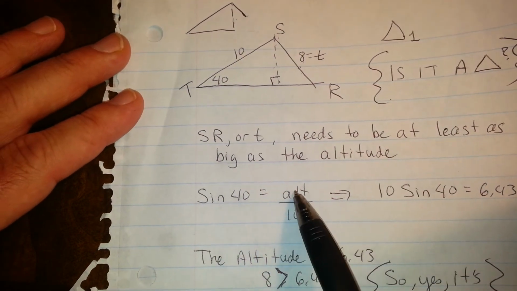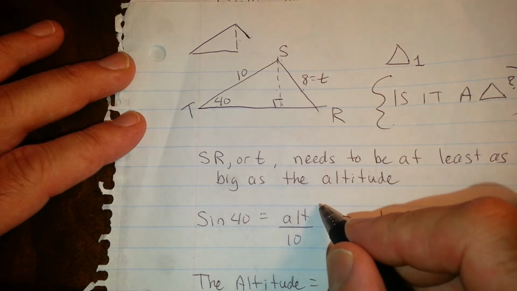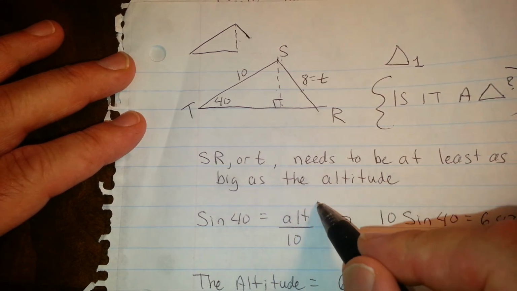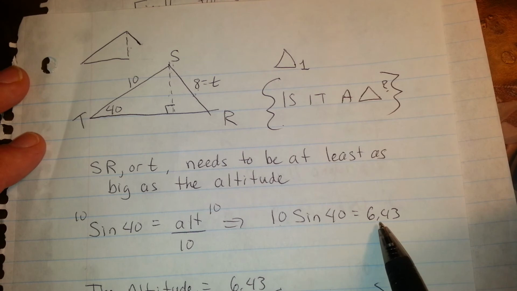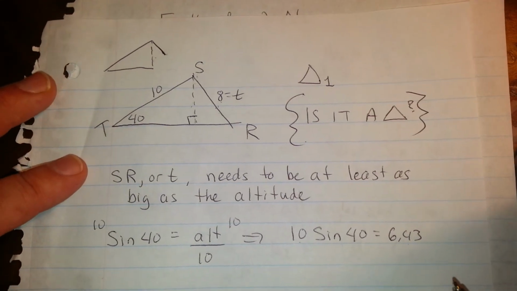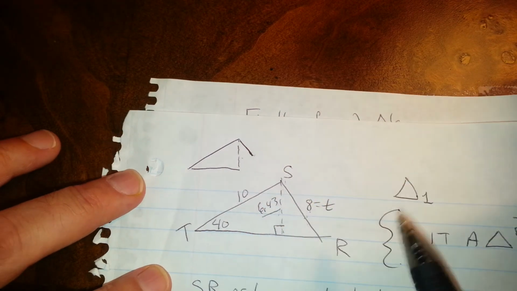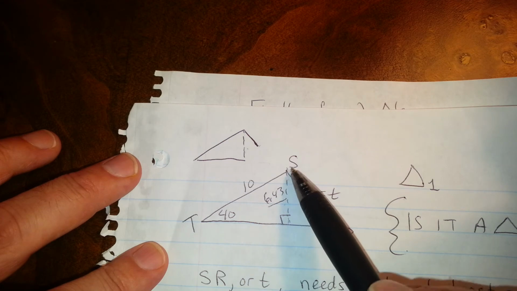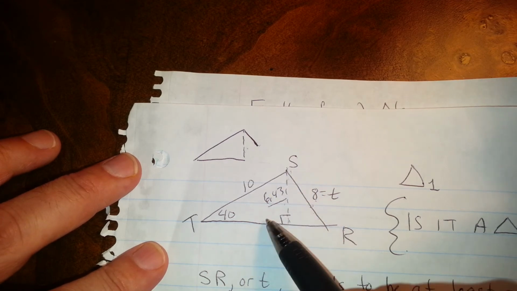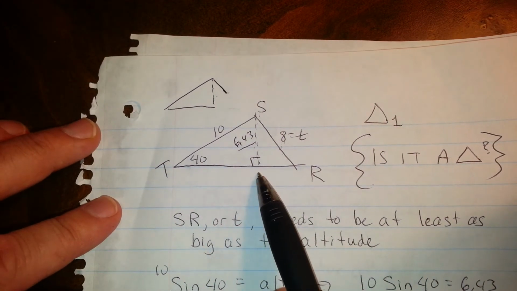Okay, notice I've got my opposite's the altitude, and there's 10. All right? If I multiply both sides by 10, I get 10 sine of 40 equals 6.43. That's my altitude, okay? So this is 6.43. Notice, this is bigger than the altitude, so we do have a triangle, okay? And again, it's smaller than 10, so it can be swung around and will be our two triangle situation, okay? Where we've got an acute one and an obtuse one. But I just solved for the altitude.